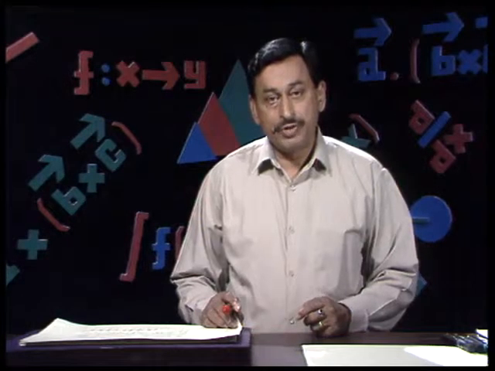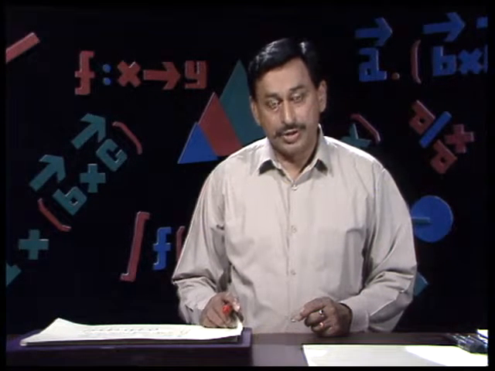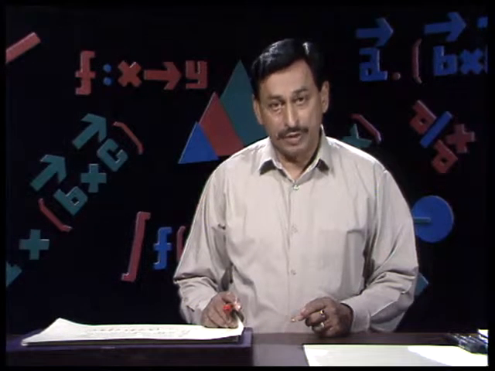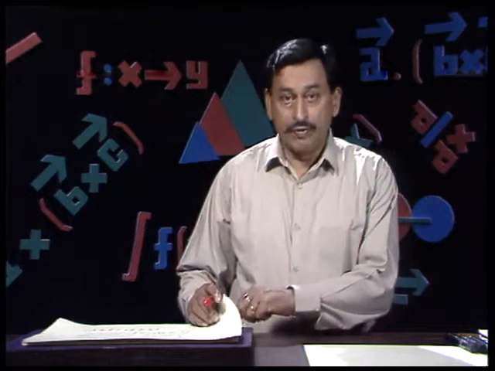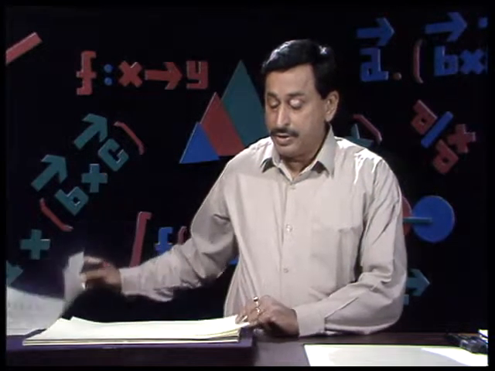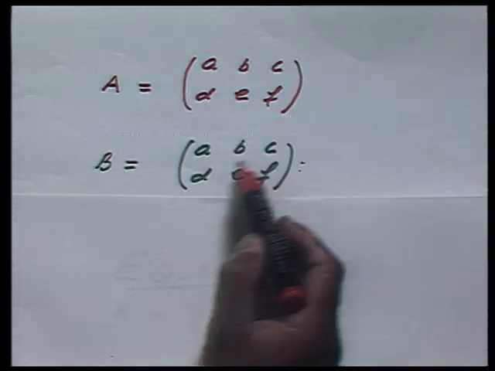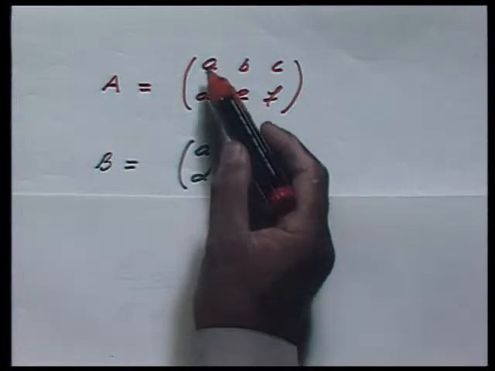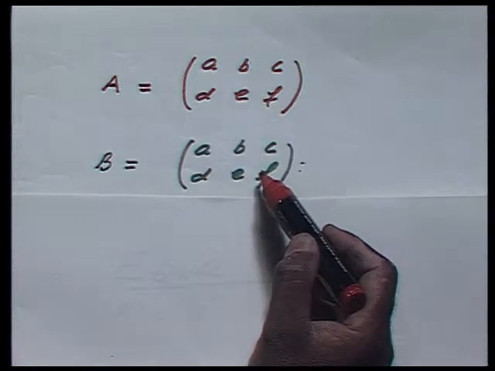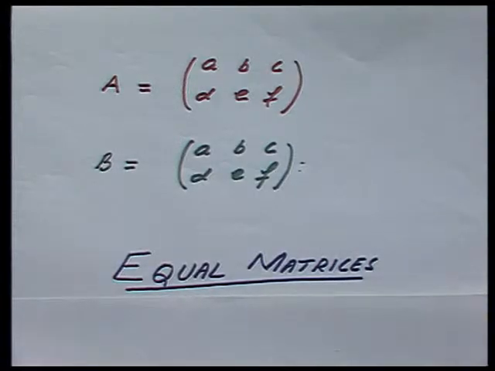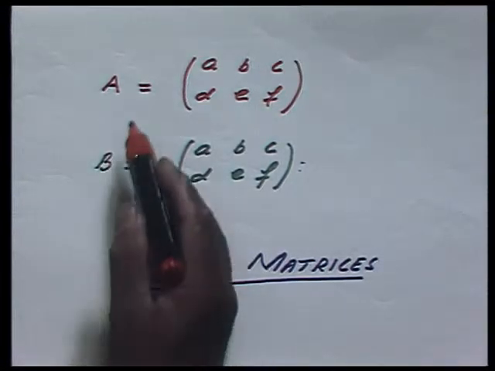Remember, just now when we talked about the symmetric matrix, we said that the matrix, when transposed, gives the matrix itself. Here is another example of two matrices where we find that the elements match. Matrix A: a, b, c, d, e, f. Matrix B: a, b, c, d, e, f. All the elements are equal. The order of the two matrices is the same. We call them equal matrices, and we write, in this case, A is equal to B.